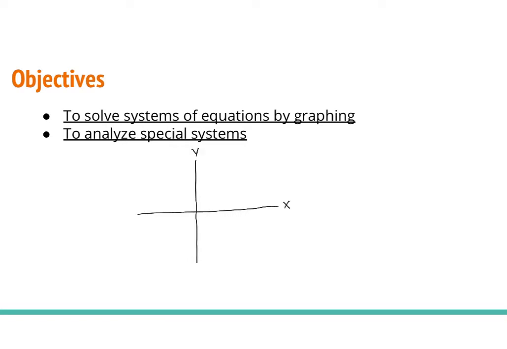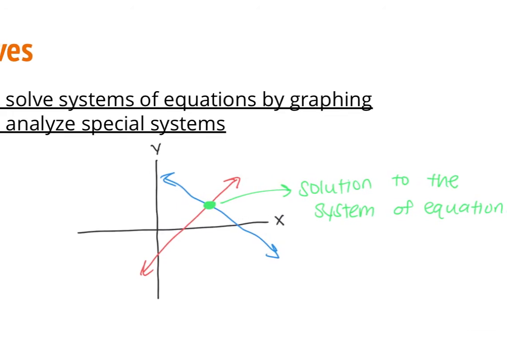Go ahead and draw an X and Y axis. Draw a line in red and a line in blue that cross each other, okay? The point where they cross, we are going to label that as our solution. So when we graph systems of equations, we're going to have two lines, a red one and a blue one, but they don't have to be those colors. And wherever they cross each other, wherever they meet up is going to be a solution of the system of equations. So whatever the x value is, whatever the y value is, it's going to work for both of those equations, okay? And we'll see how that works in a second.